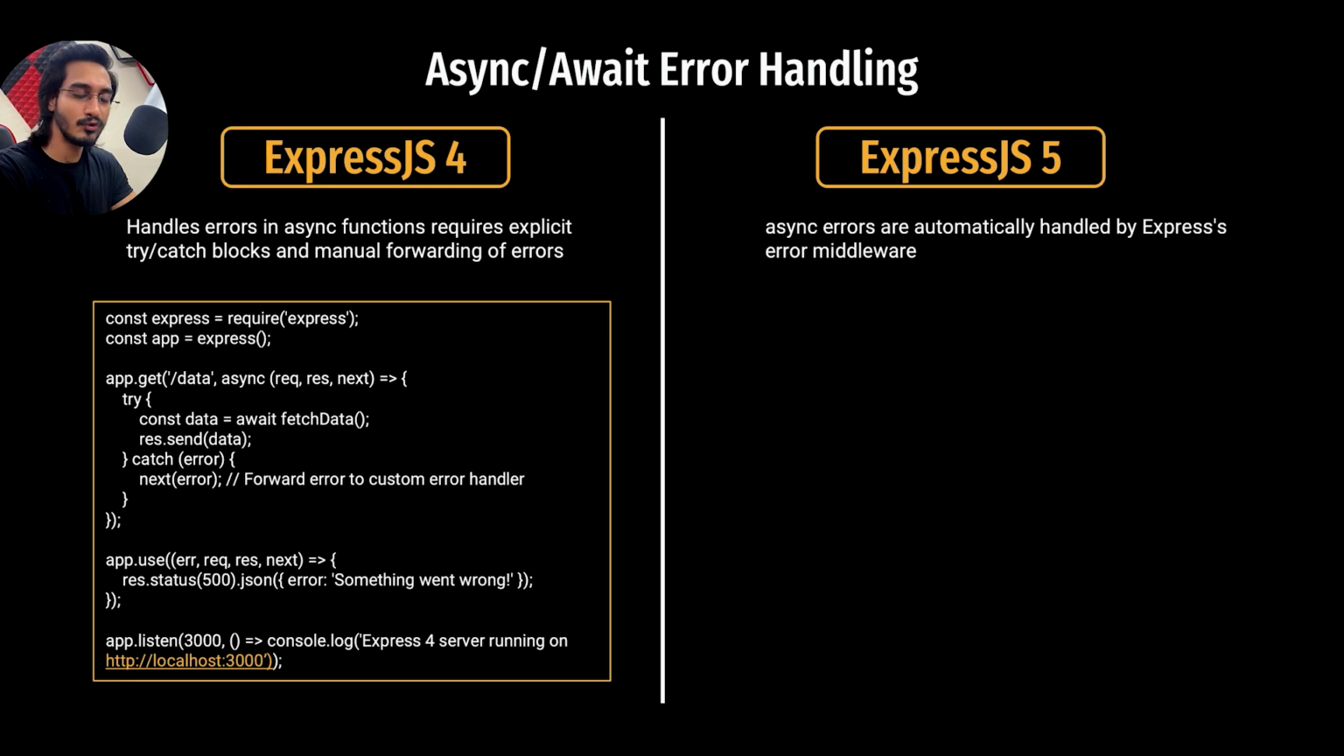This is the version 4 example where you can see the try-catch block is present here. Within the try-catch block, we have written our code. And if there is any error, the next function is getting called, which forwards to the next error handling part, meaning the next functionality which is handling the errors. So this is done manually.